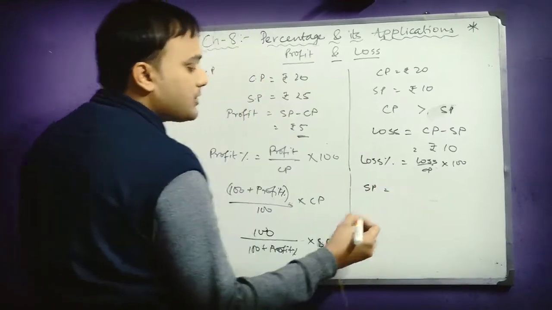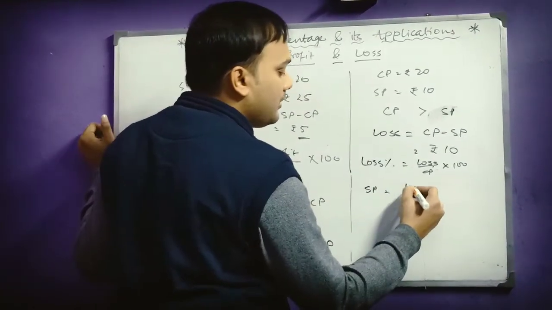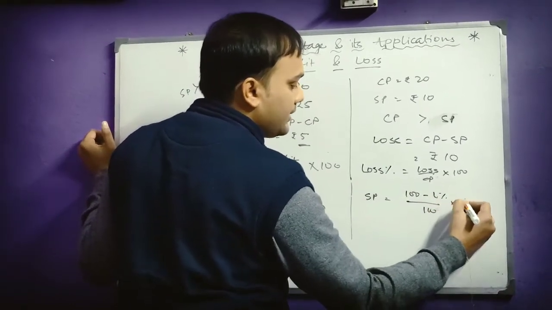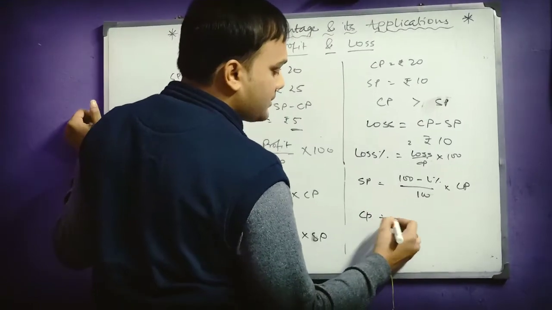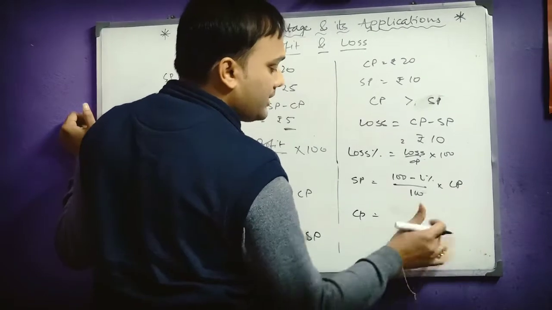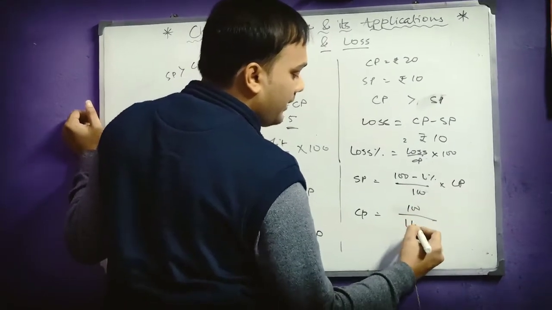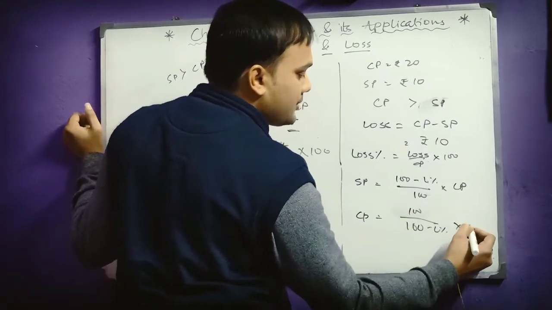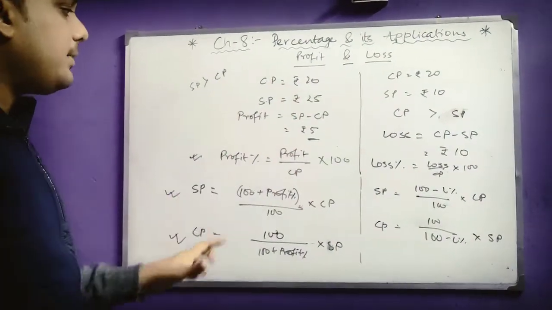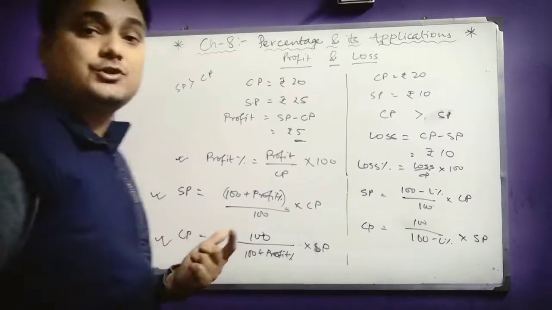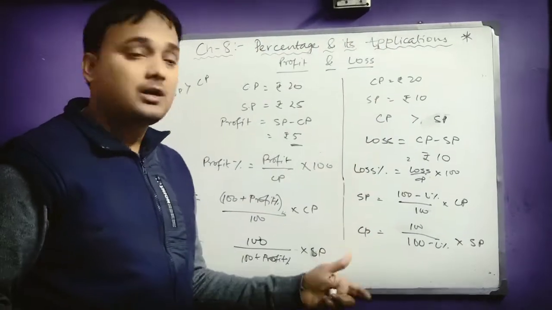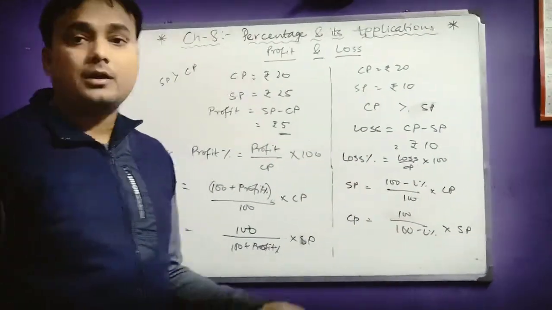If I know the loss percent, then SP will be equal to (100 minus loss percent) by 100 into CP, okay? And my CP will be equal to 100 by (100 minus loss percent) into SP, okay? So these are the formulas which will help you to find anything which you don't know, anything which you are asked for, whether it is CP or SP or loss percentage whatsoever. It will be helpful for you.